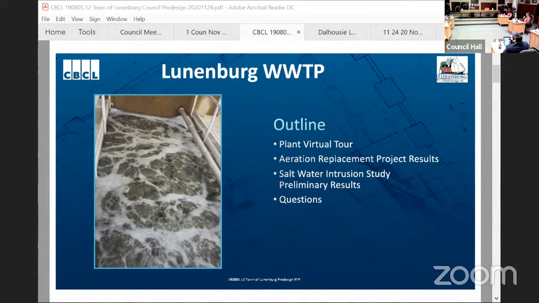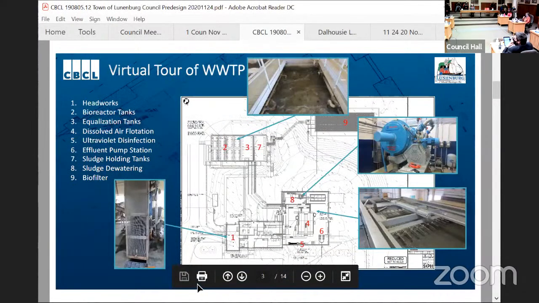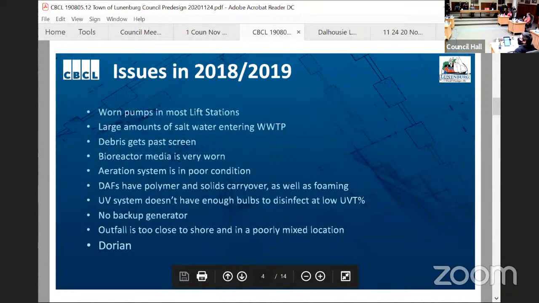Okay, so there were a number of issues that were identified in 2018 and 19 in the CBCL study that we were commissioned to do on the wastewater treatment plant and the collection system, and it involved a number of areas in the plant. Dylan subsequently completed a review of this, and they agreed with many of the issues that we had identified, but also put forth a step-by-step process to try to fix the most urgent items and then see how much of an effect that would have before making a final decision on what the ultimate engineering solution should be.